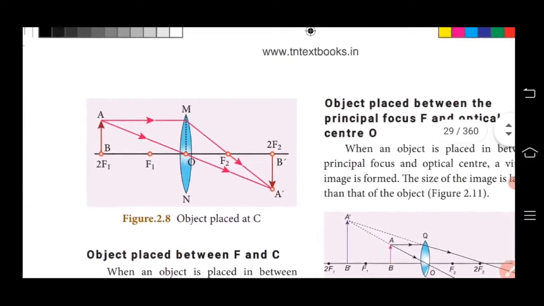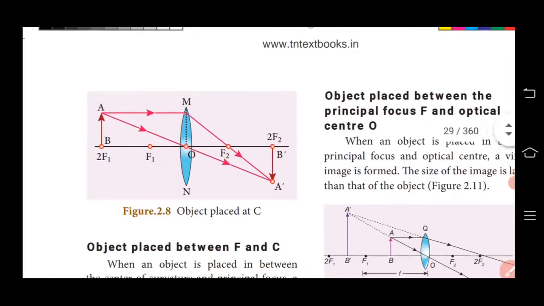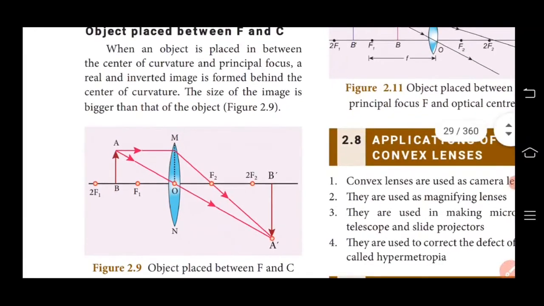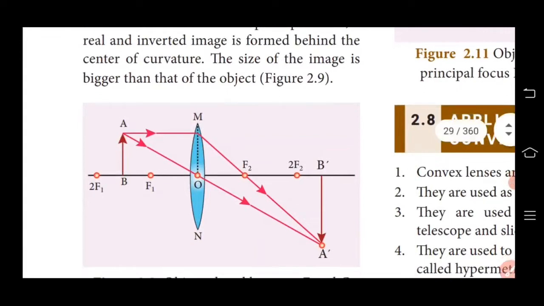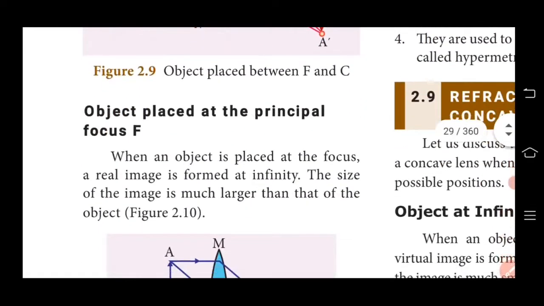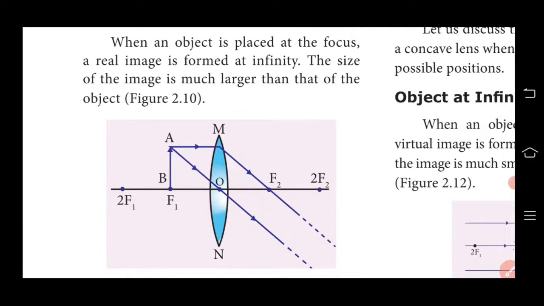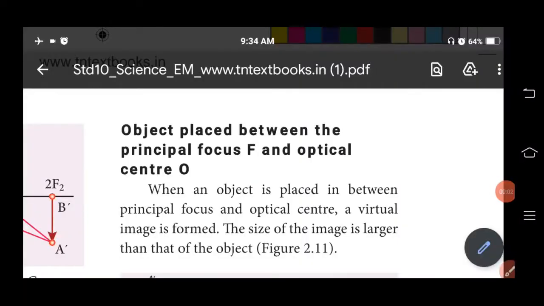The third condition is when the object is placed at C. The fourth condition is when the object is placed between F and C. And then the next one is when the object is placed at the principal focus F. And then a special condition, when the object is placed between the principal focus F and the optical center O. Let me explain one by one.